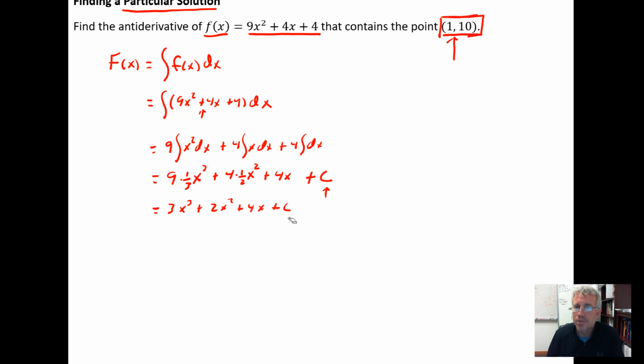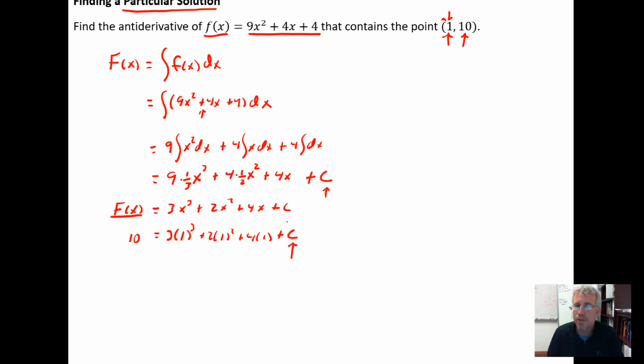And what we're after is the specific antiderivative that contains the point 1, 10. So all we need to do here is recognize that we're being given the antiderivative output of 10 when the input is equal to 1. So we plug that information into the antiderivative function. So I replace big F of x with the 10 equals 3 times, and now everywhere we see an x, we replace the x with a 1. So we get 1 cubed plus 2 times 1 squared plus 4 times 1 plus the constant of integration.